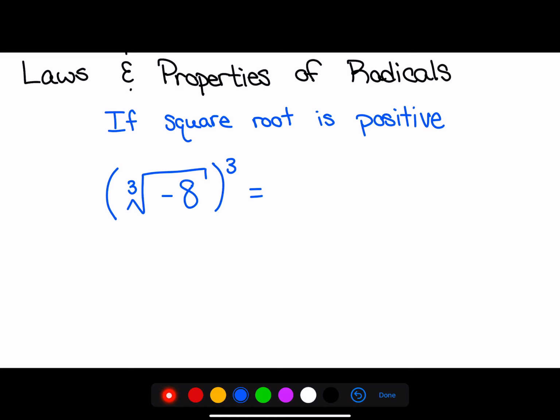All right, next up. Numbers are the same. Cube root and cubed, they cancel each other out, which leaves me with whatever number's on the inside here. In this case, it is -8. I got to have that negative there. Very important that we don't forget that.